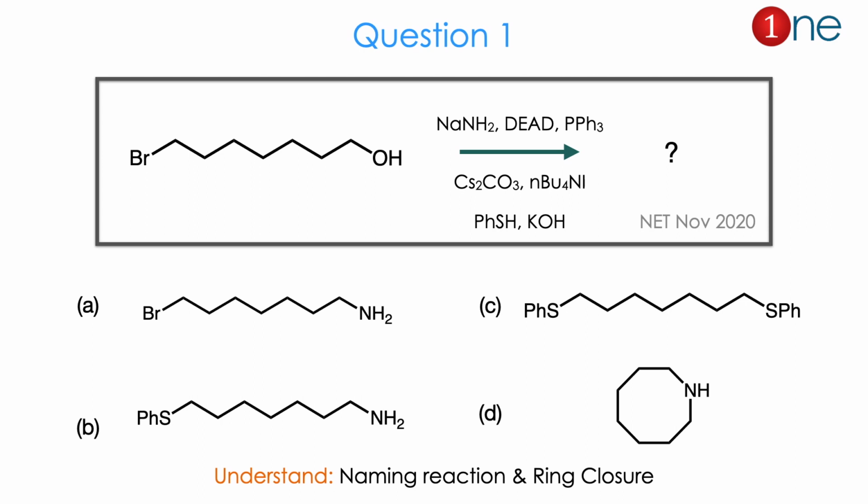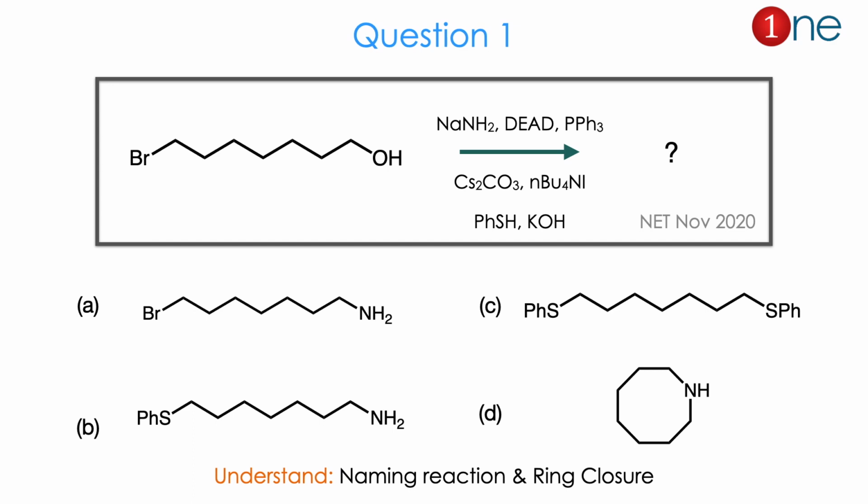Let us see question number 1. Question number 1 contains a long chain alkane with bromine and hydroxide on the other side. You have the linear chain. You are using sodamide, DEAD reagent, BH3, cesium carbonate, butyl lithium and a quaternary ammonium salt. You are using thiol, a phenol analog and potassium hydroxide. They ask you to find the product.